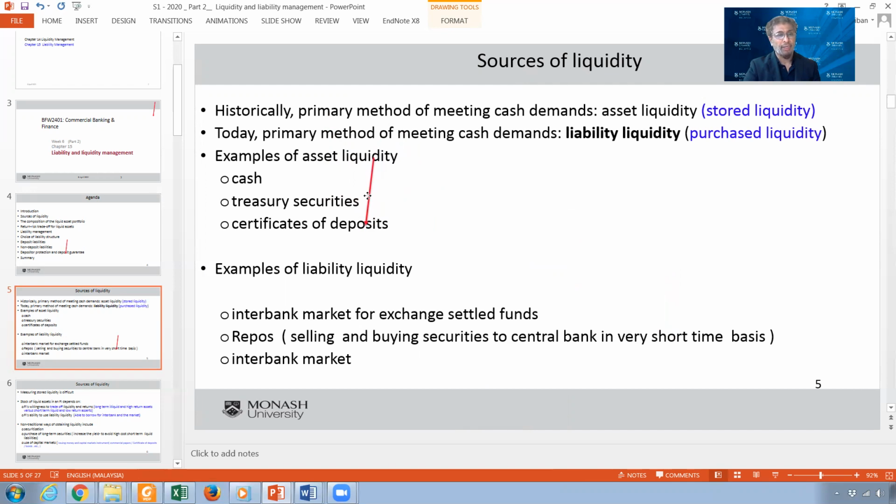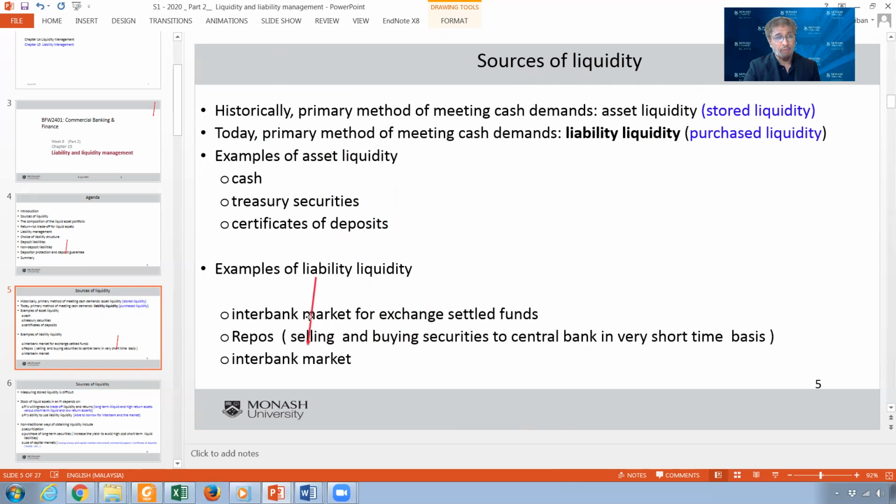We can hold it for 1 year, but we can sell it to other investors in the market. This we can return to the central bank or sell to somebody else, and this is already cash. Now, what about liability liquidity, which is the purchase liquidity? This one, we can have interbank, as I told you. We can have this agreement with the government called repos, which means we can sell our securities and buy them later on. Central bank provide this facility. And we can have also the interbank market.